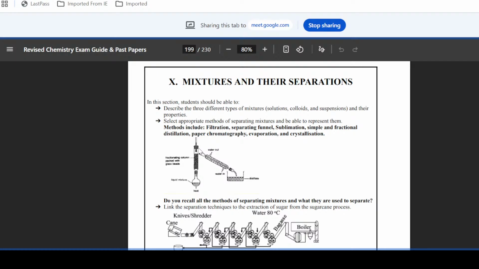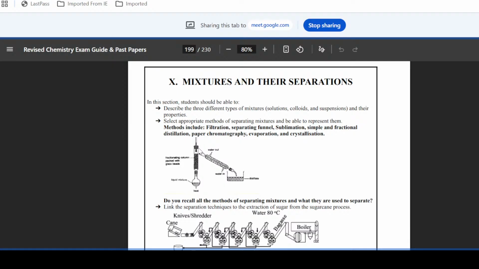So usually the liquid, not the solvent because it's not a solution, will pass through the filter paper while the solid will remain as the residue. All right, a separating funnel is for immiscible liquids like oil and water, and they separate by density.